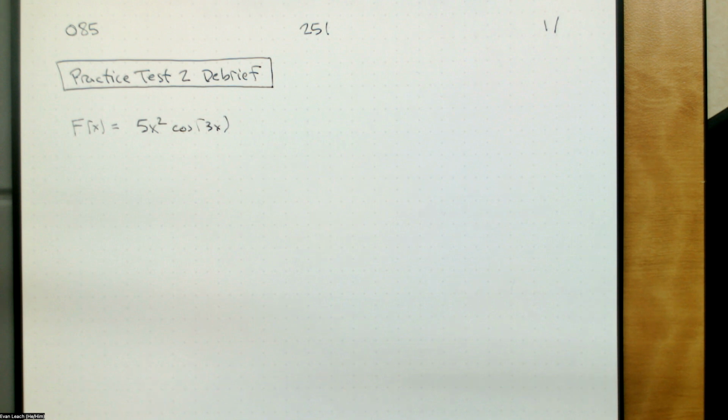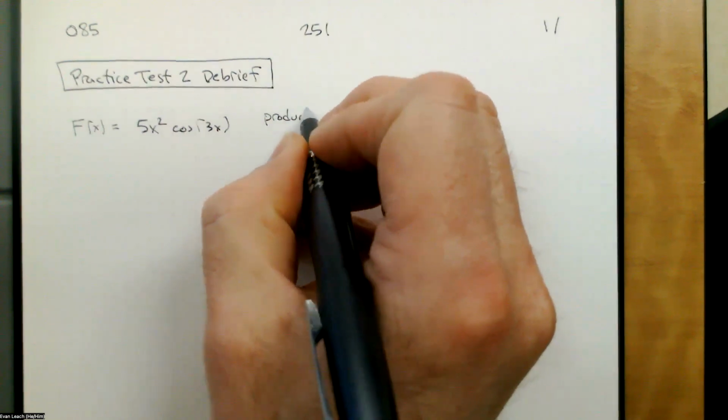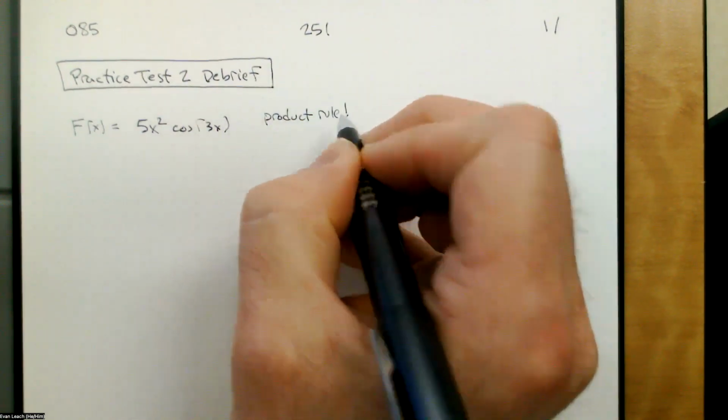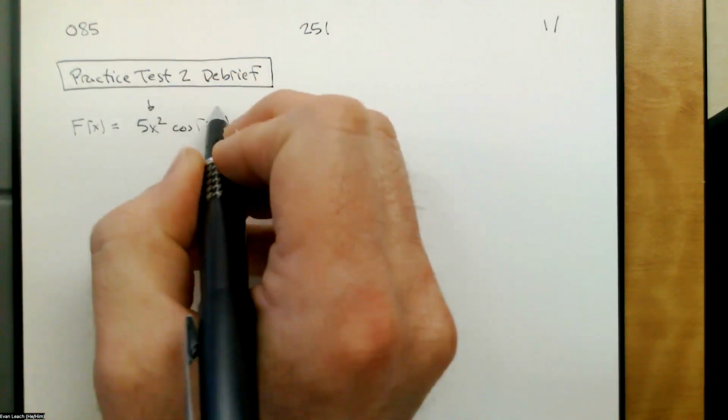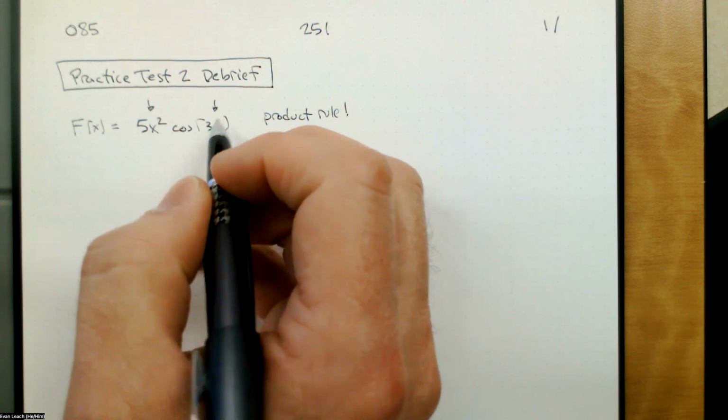So we're going to use a product rule. So this is going to be a product rule, because there's a function of x here and another function of x. A function of x is 5x squared. The other function of x is cosine of 3x.